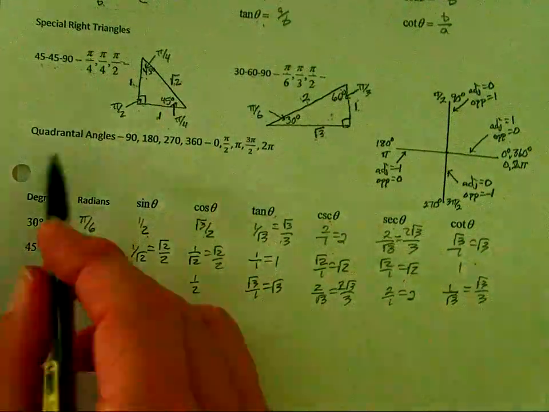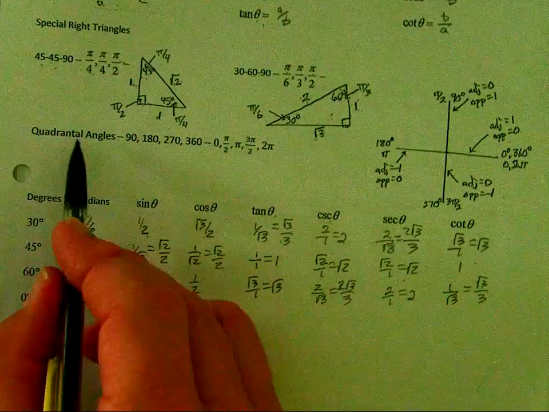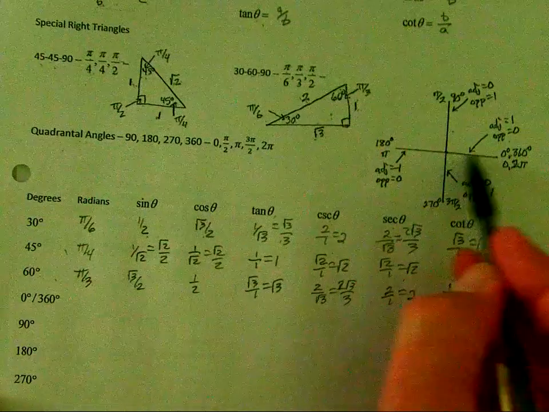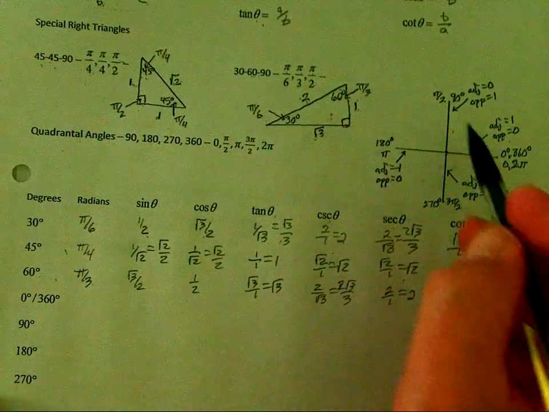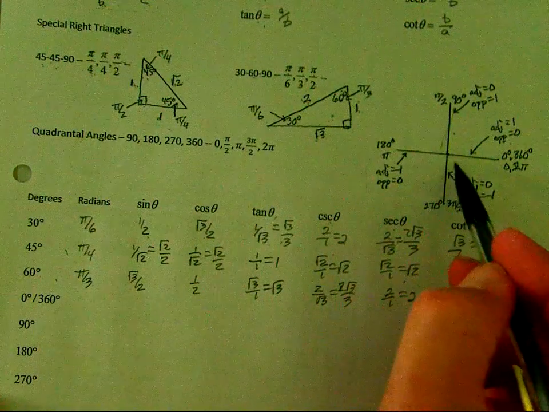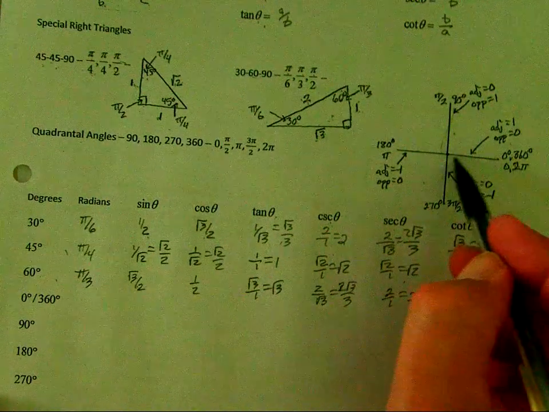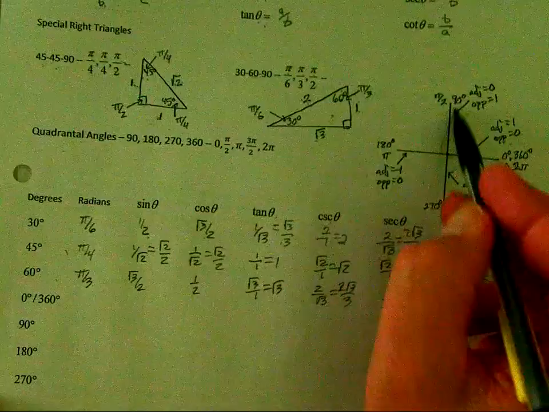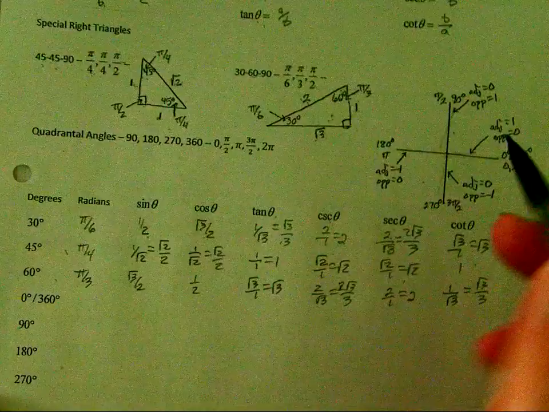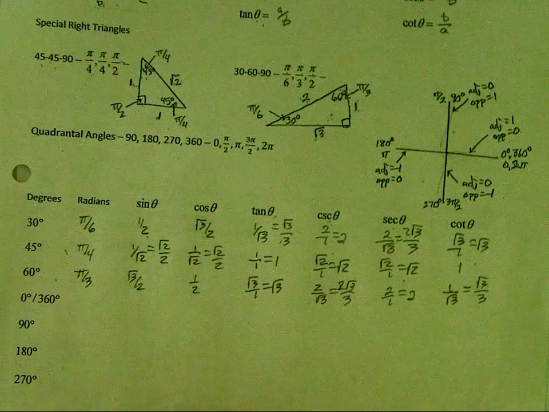All right, now these last ones are called quadrantal angles. Quadrantal angles are angles that land right on one of the quadrant lines. So like 0 is a quadrantal angle. 90, 180, 270, 360. Or in radians, still 0, pi over 2, pi, 3 pi over 2, and 2 pi. Those are called quadrantal angles.